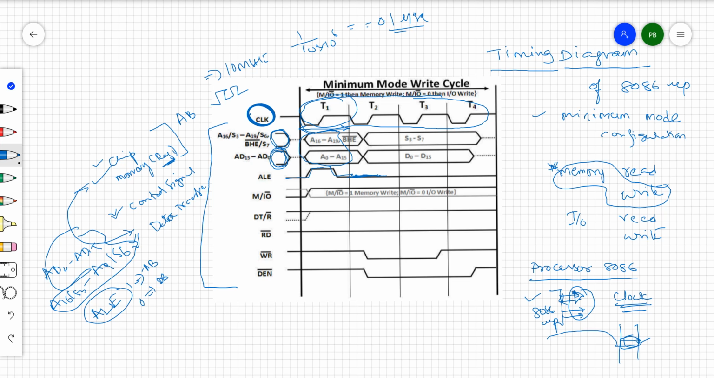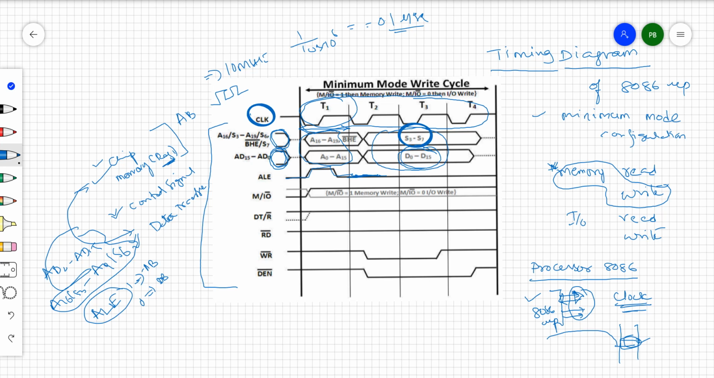If ALE is going to become 0, you just remember in minimum mode configuration, what will happen? The latch is not going to be strobed, right? The strobe signal is going to be 0. That is the reason the address channel is going to be closed, then data is going to be activated. That is the reason the same 20 pins, the lower 16 pins act like data pins and the higher 4 pins act like status pins, right?